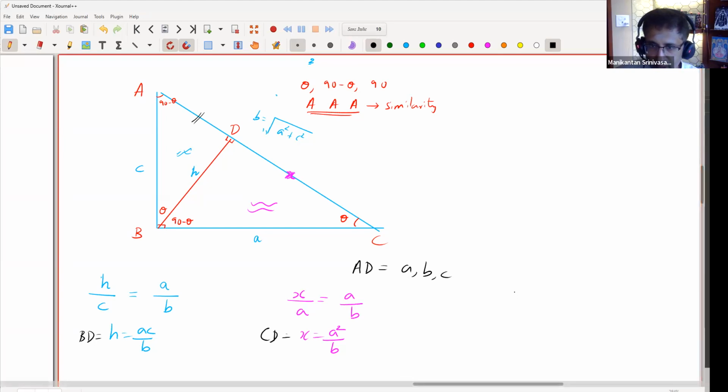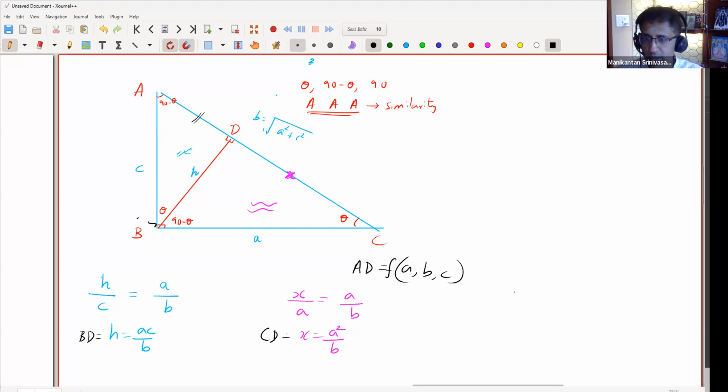So I should say function of, right? It's not ABC, it's function of ABC in terms of small a, small b, small c.